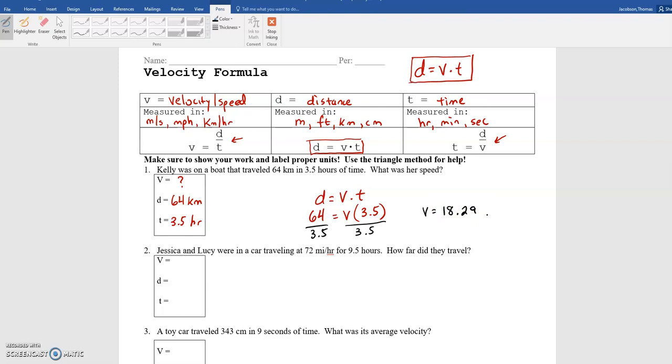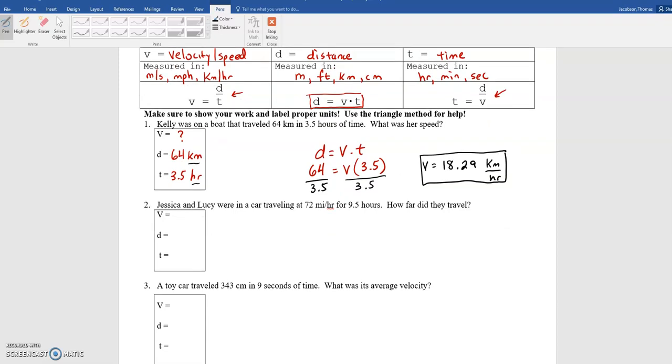But we've got to put units. That's really important. We have to tell your teacher exactly what that is, whether it's miles per hour, meters per second, and we did kilometers divided by hours to get our answer. So that is kilometers over hours. So make sure you're looking at your units in your problem to make sure you know what unit should be on your answer.